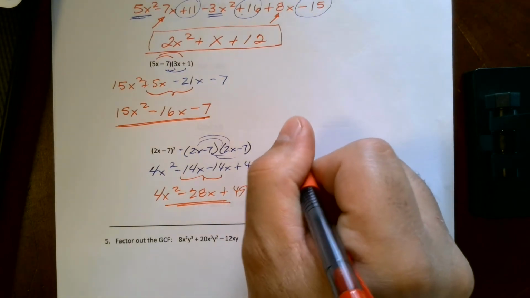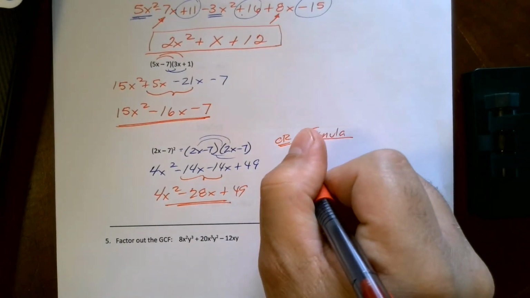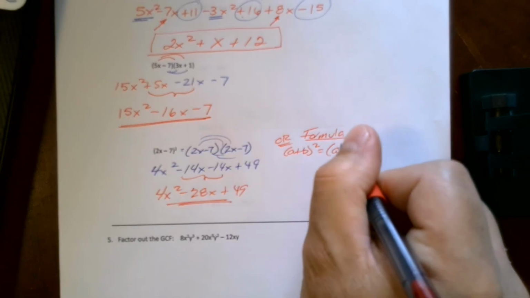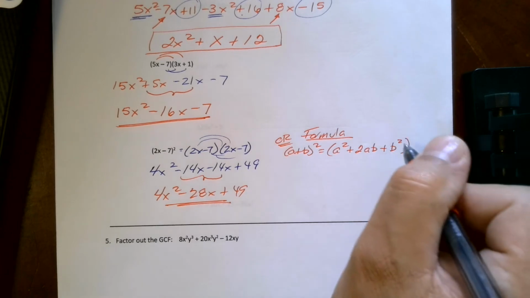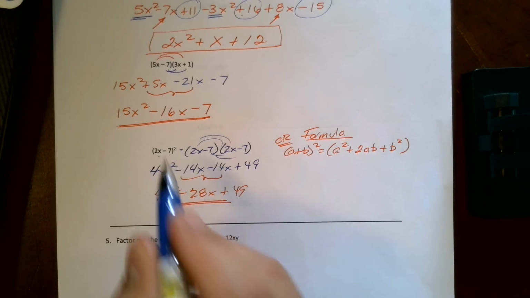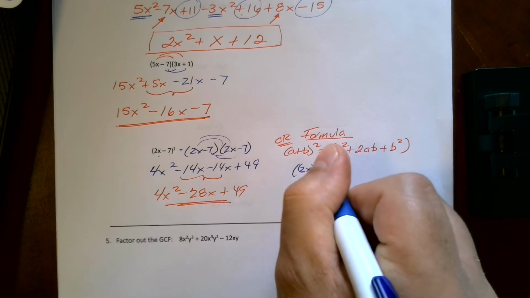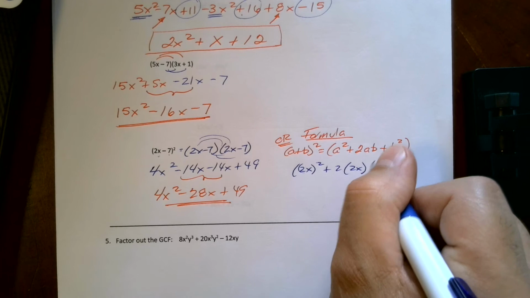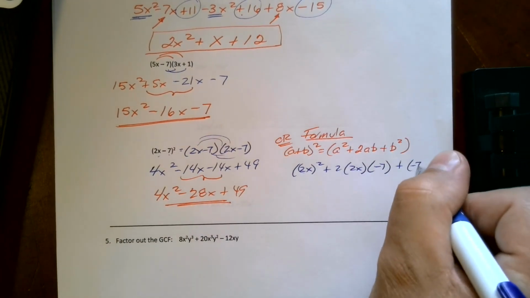Or I could apply a formula, right? We know when I have a binomial squared, a plus b squared is equal to a squared plus 2 times ab plus b squared. Right? That just means this is my a term, this is my b term. So a squared, this would be 2x squared plus 2 times 2x times my b, which is negative 7, plus my b squared.